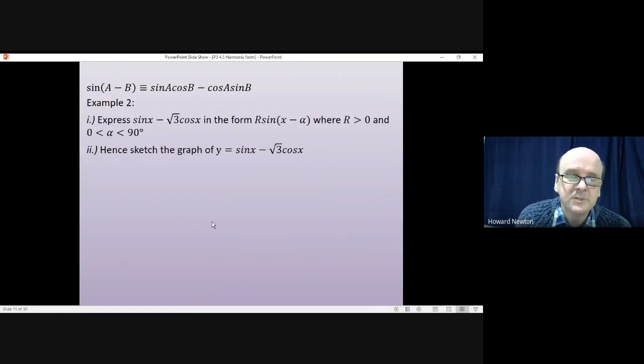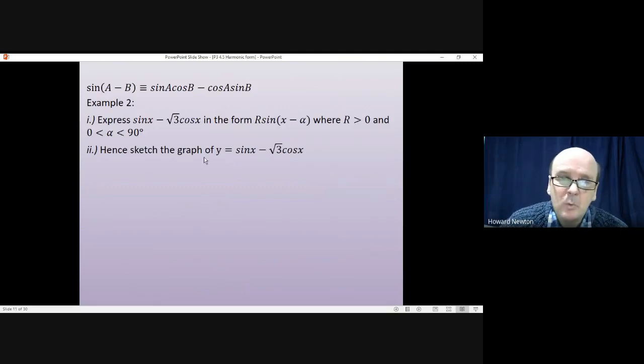Okay, example 2. Part 1 is exactly the same as what we were doing just now, except we've changed from using sine(A plus B) to sine(A minus B). And then part 2 asks us to draw a sketch of this using our answer. I'll let you have a go yourself first. Pause the video, come back to me when you're ready.